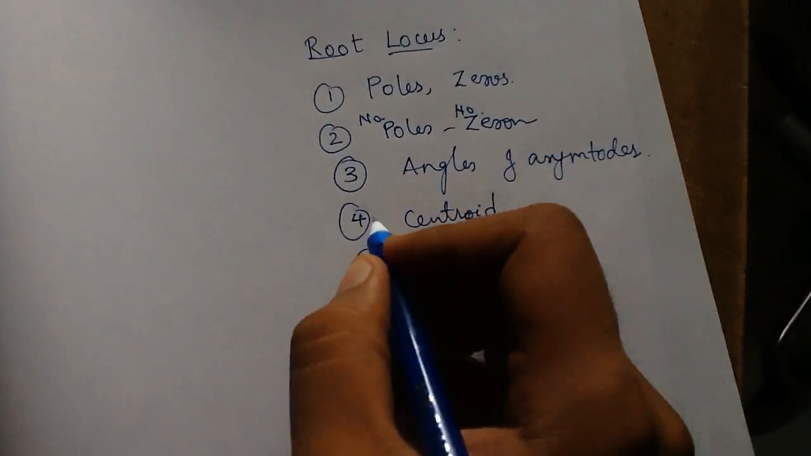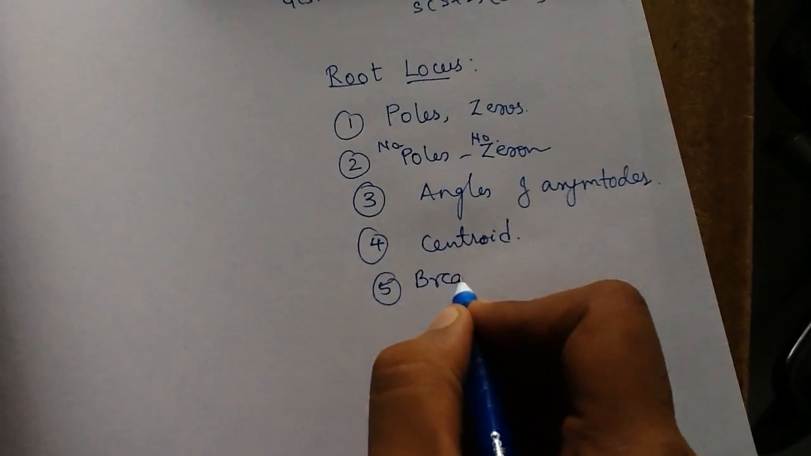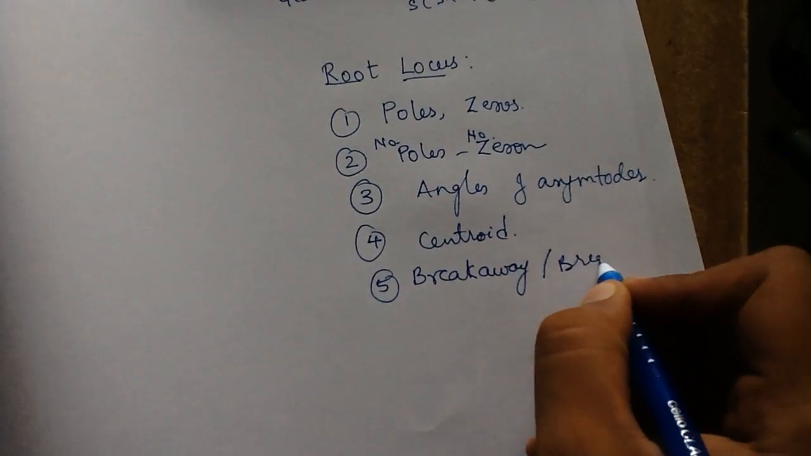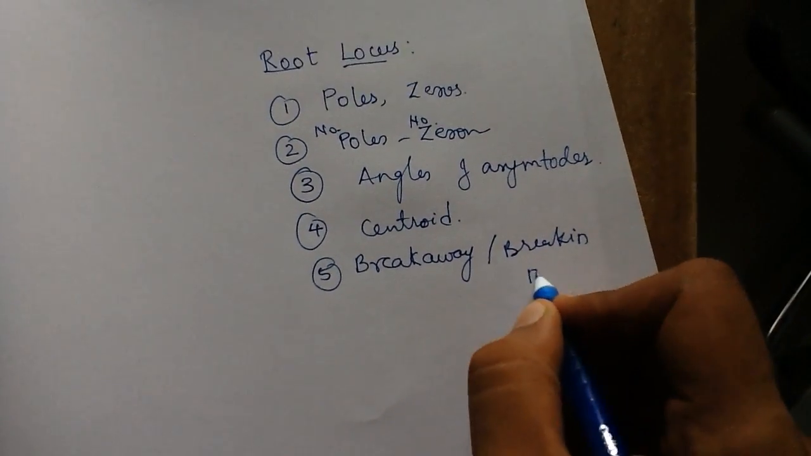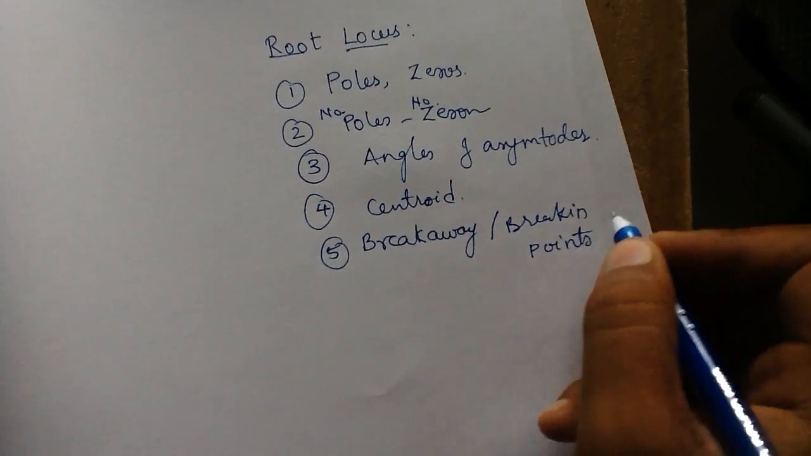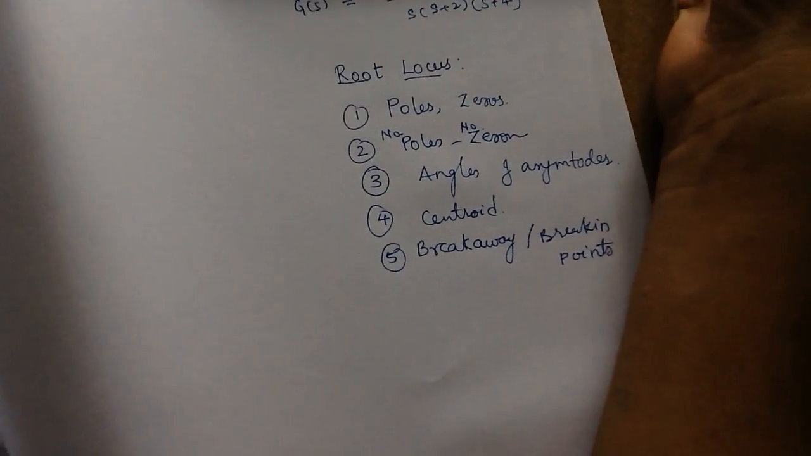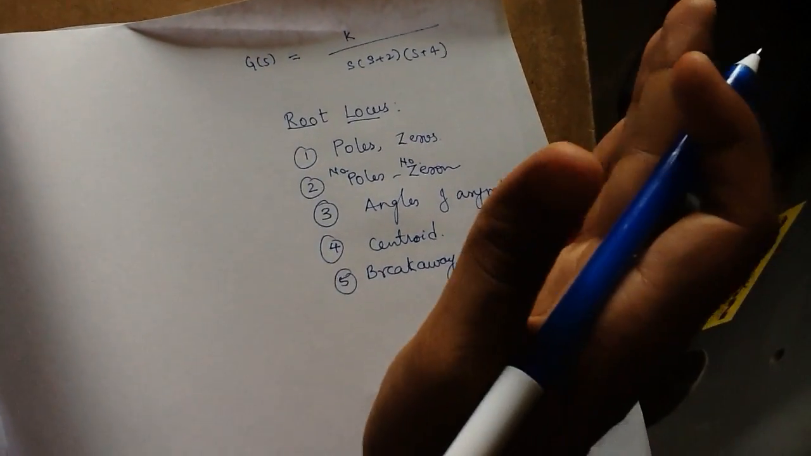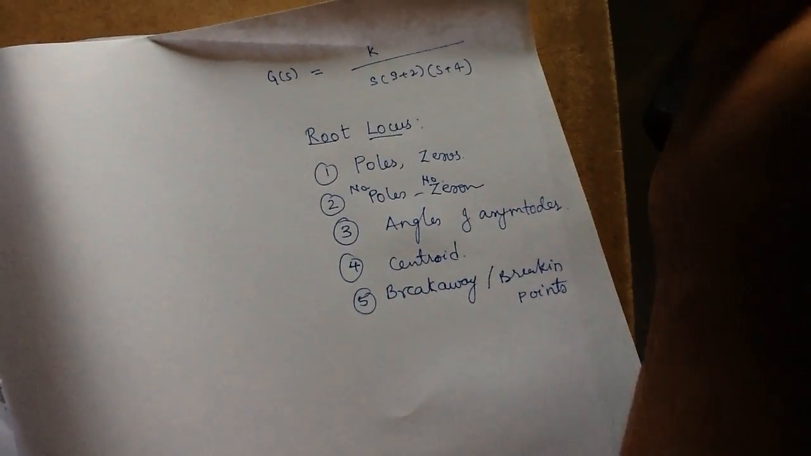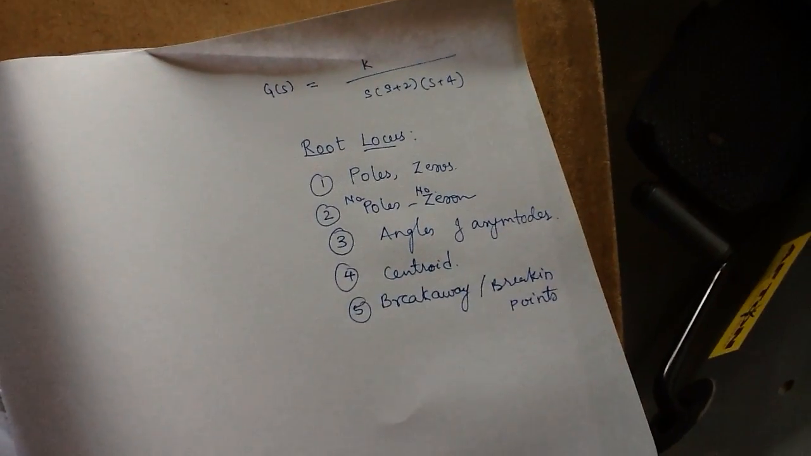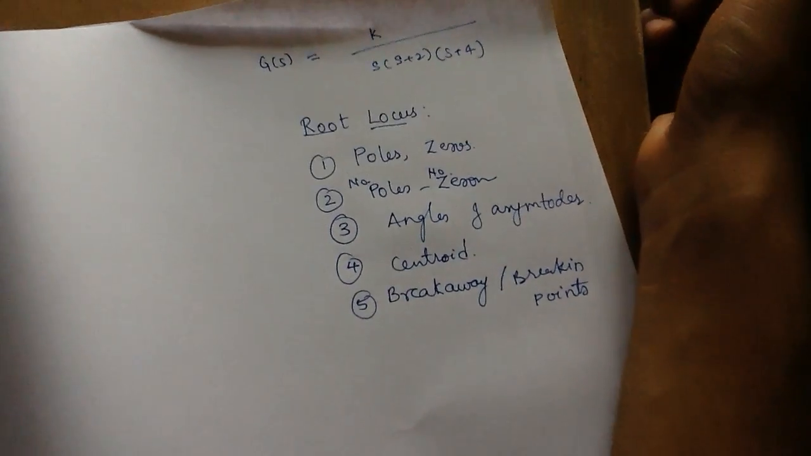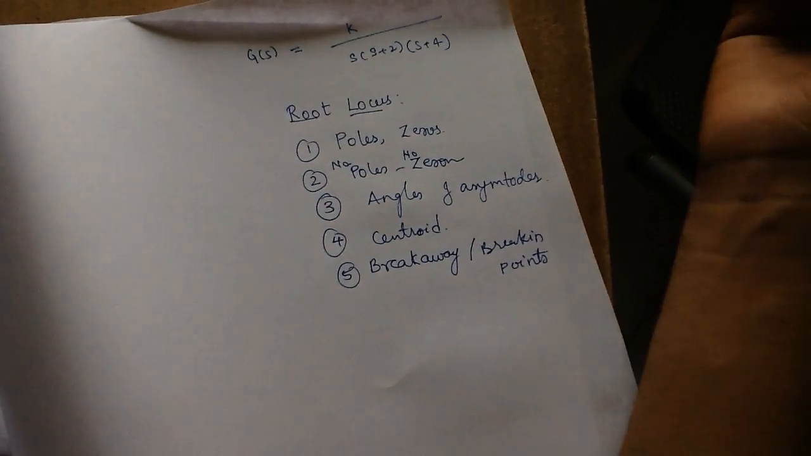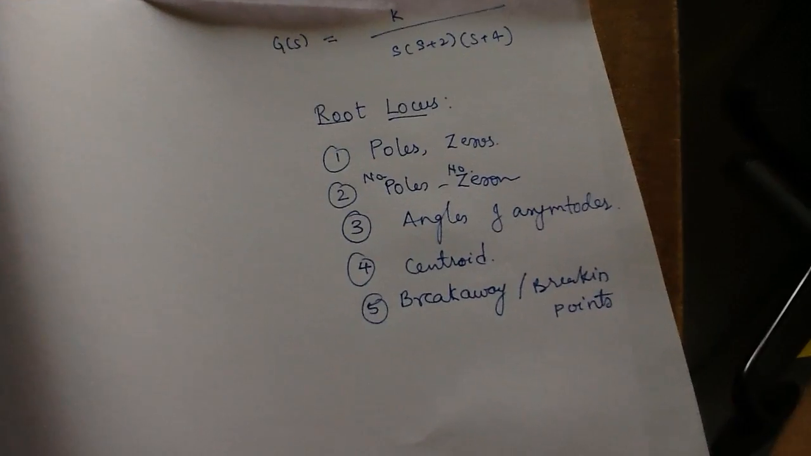And after you have found out all this, you need to find out breakaway or break-in points. A breakaway point is that point on the real axis where the root locus will separate itself from the axis and go to infinity. That is a breakaway point. Whereas a break-in point is when a root locus comes and meets the axis. That is a break-in point.